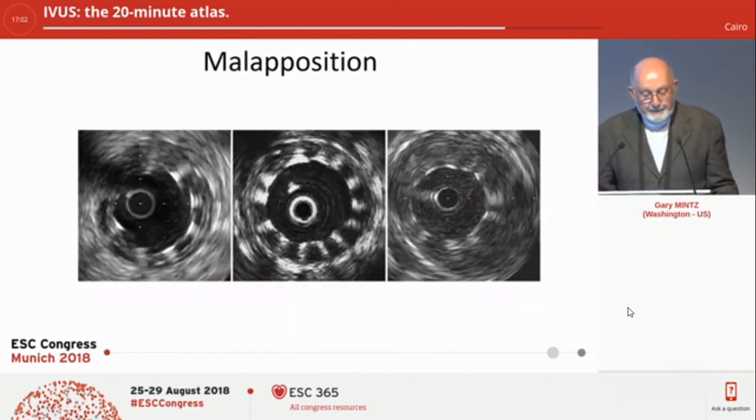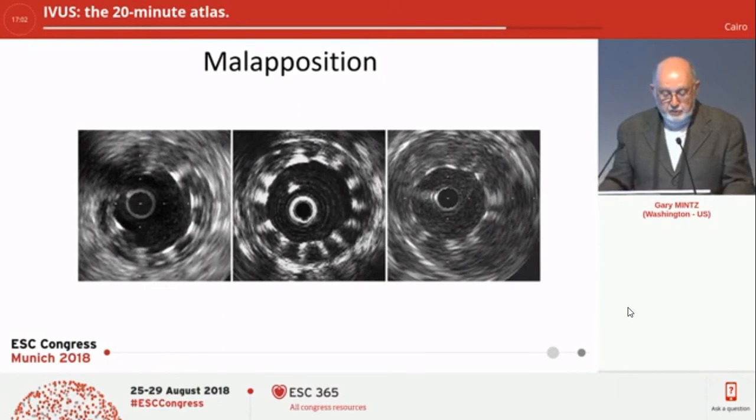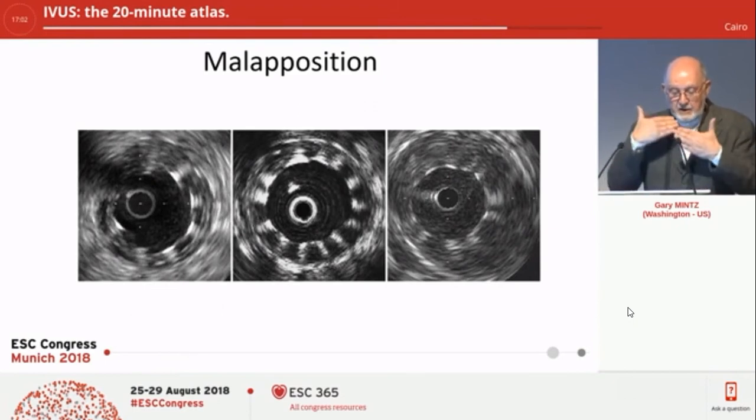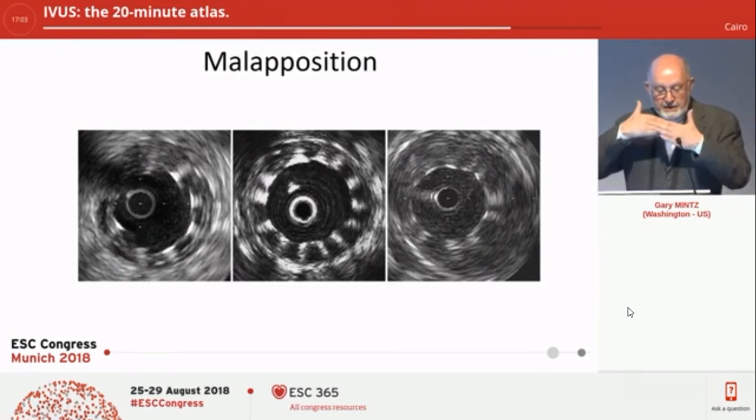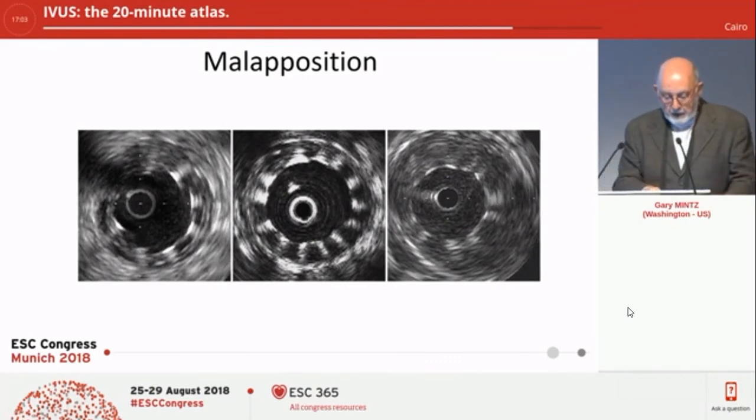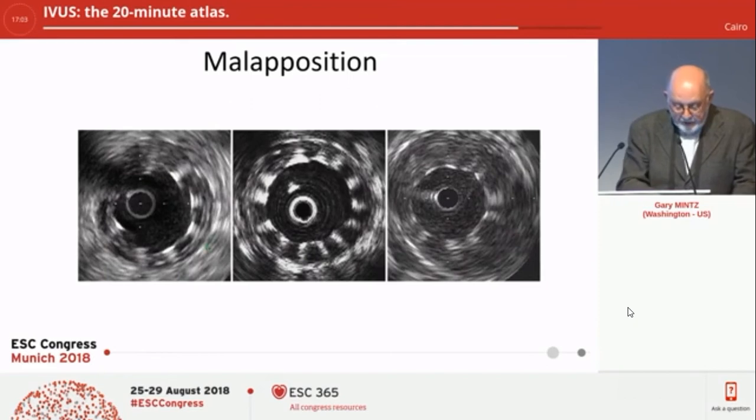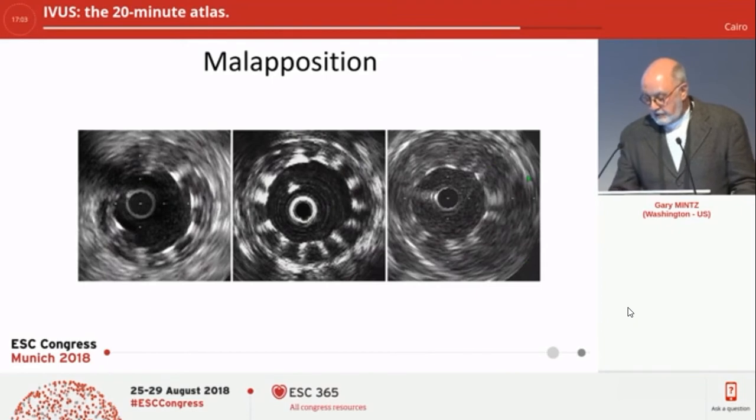These are three examples of malapposition. Malapposition is when the stent is not in contact with the vessel wall. That is distinctly different from underexpansion, where the stent is fully in contact with the vessel wall, but just the size is small. Whenever you see these reflections, almost reverberations, in a metallic stent, it means that the stent is not well opposed. This is mild malapposition, moderate malapposition, and severe malapposition.